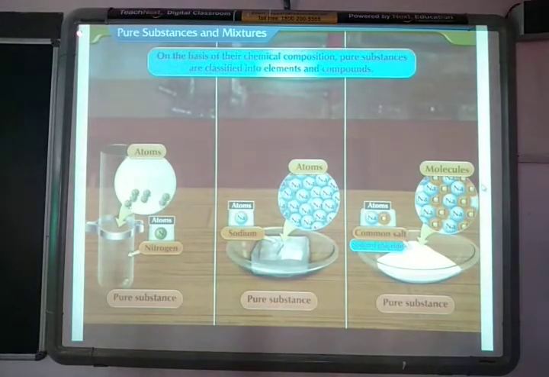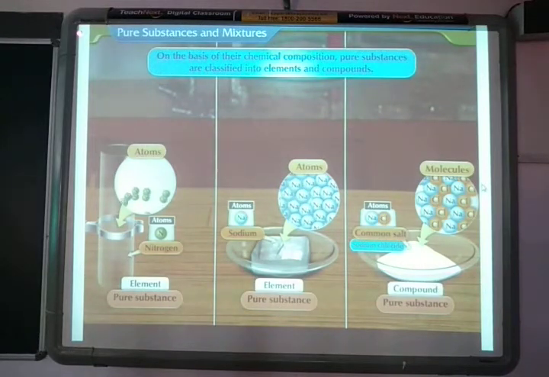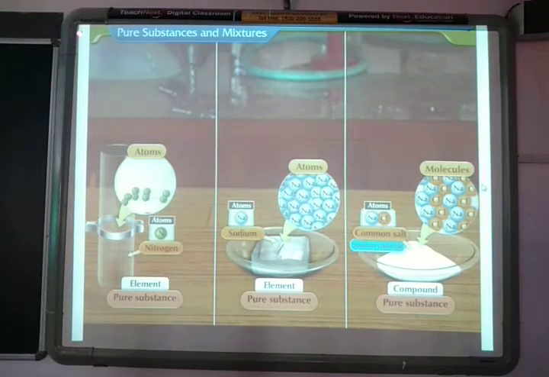On the basis of their chemical composition, pure substances are divided into elements and compounds. Here, nitrogen and sodium are elements, but common salt is a compound.